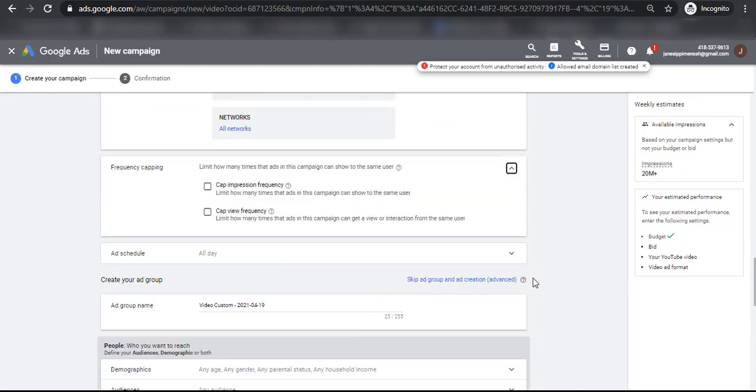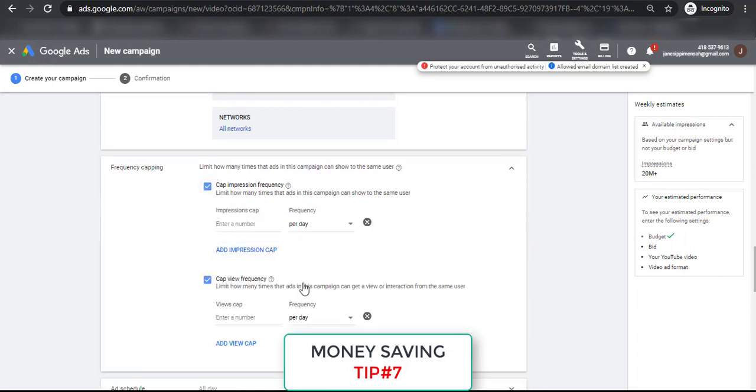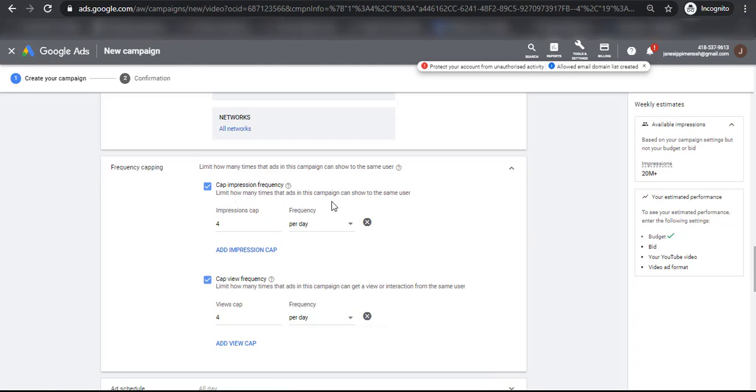This is also a cool money saving tip that people easily overlook. Now let me take my time and explain how powerful this is. What really worked for me was 4 and then 2. This means that if a user sees your ad and the first one skips, second one skips, third skips, fourth skips, for the next 24 hours the person will not see your ad until another 24 hours. So this is a money saving tip that you want to really look at.